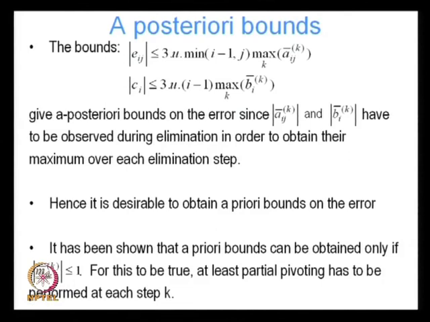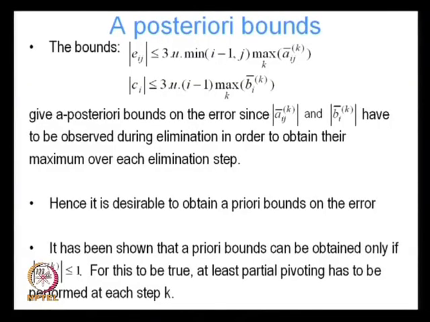But when is mod of m bar ikk going to be less than or equal to 1? When are those multipliers going to be less than or equal to 1? They are going to be less than or equal to 1 only when we have performed pivoting, when at least we have performed partial pivoting, right. At every step we choose the largest element in a column as the pivot. Only then can we be assured that the multipliers that we are going to use are always going to be less than or equal to 1, and in that case we can obtain a priori bounds.